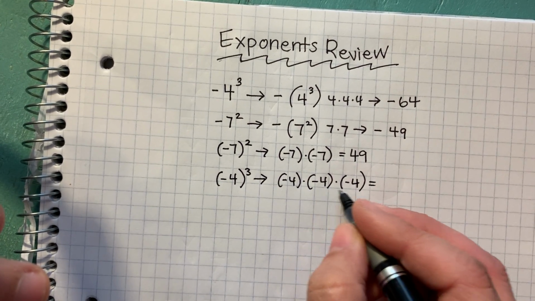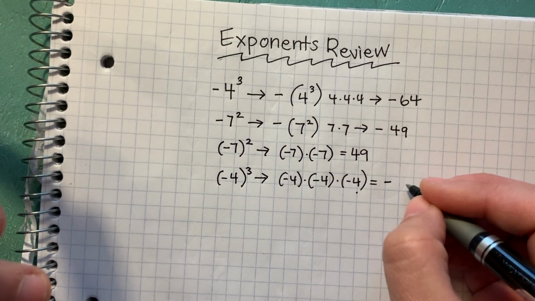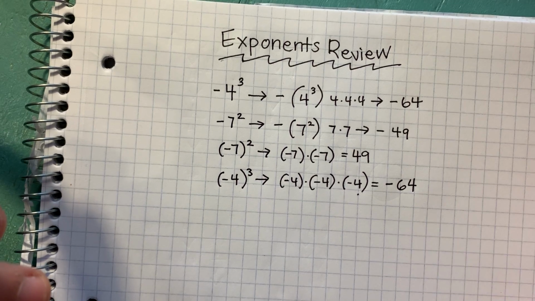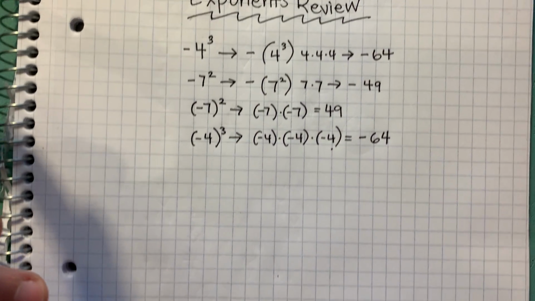So negative 4 times negative 4 times negative 4. Well, you've got a positive times a negative. So this ends up being negative 64 as well, but for very different reasons.